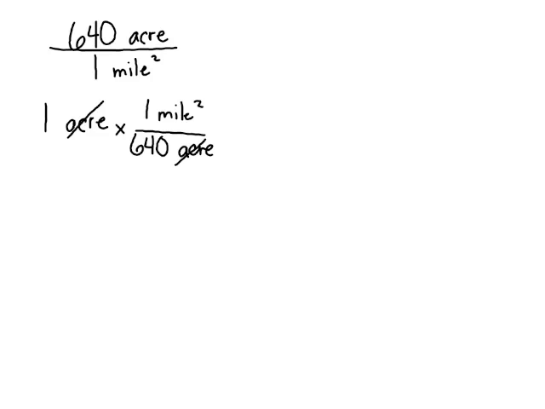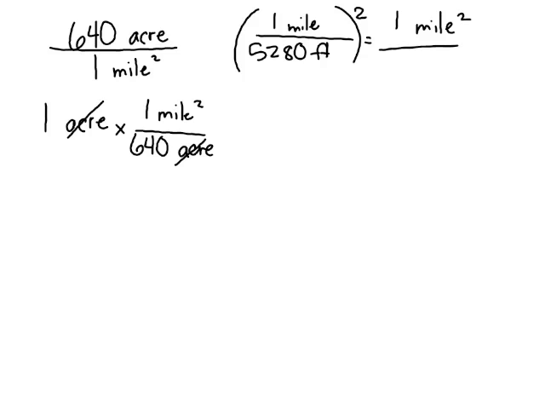And then I need to go to square feet. What was that ratio of feet to miles? 5,280 feet to 1 mile. Square it. So 1 mile squared is 27,878,400 square feet. Okay. So, miles squared to feet squared.